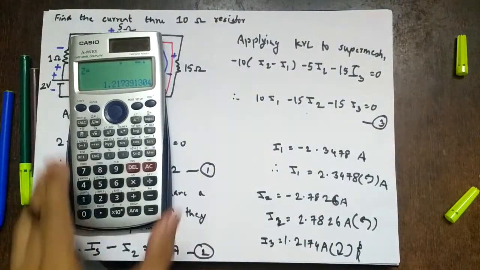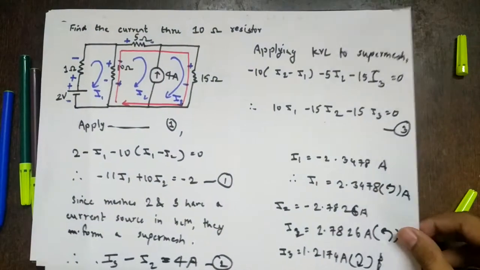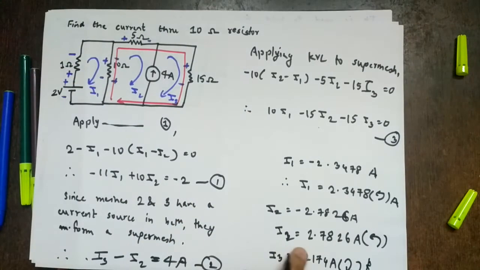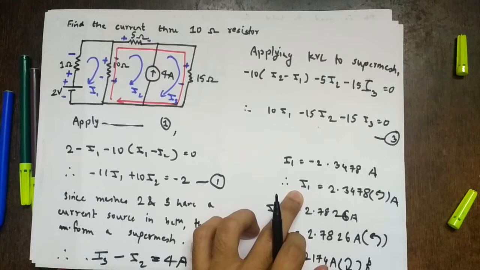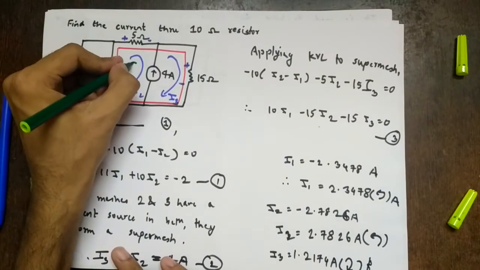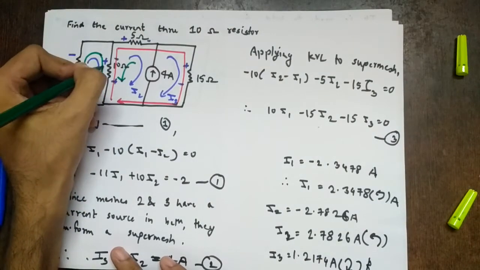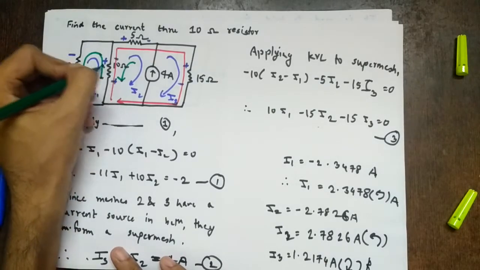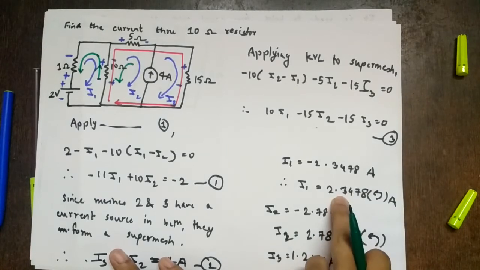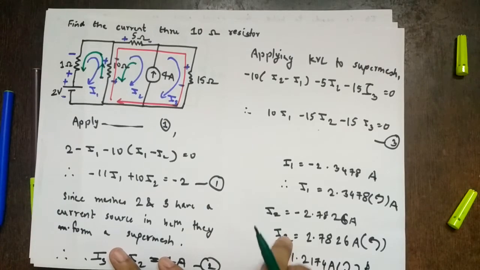But this is not our final answer. What we have been asked to find is the current through the 10 ohm resistor. So what will be the current through the 10 ohm resistor? Where is the 10 ohm resistor? Here. If you observe, I2 and I1 both are flowing anti-clockwise, right? I'll use a green pen. So I2 is flowing anti-clockwise, I1 is flowing anti-clockwise. So in this branch it is flowing upwards. Now both are opposite in direction, so check which is the higher value. This is 2.78, 2.34. So what will be the resultant current through the 10 ohm resistor? It will be I2 minus I1.